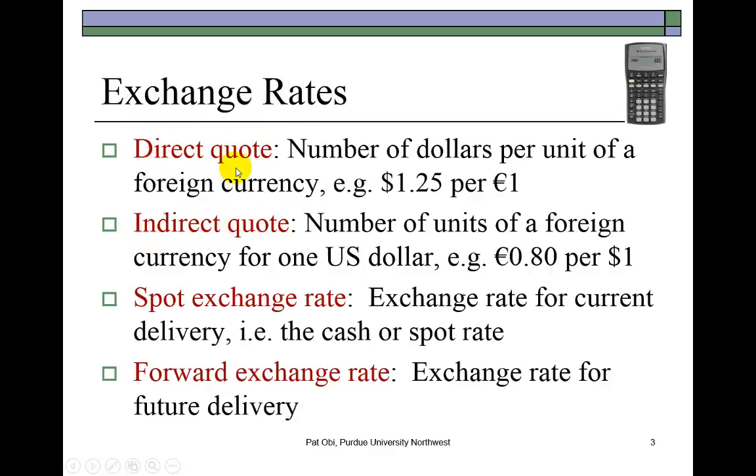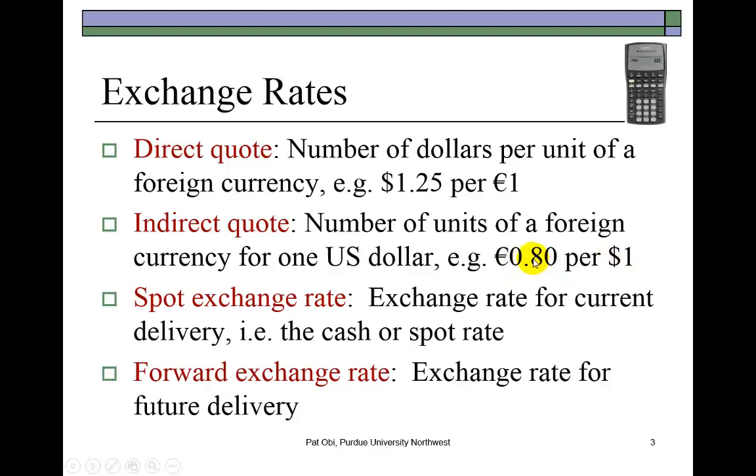If it is in direct quote, then you're talking about the price of a foreign currency in units of the domestic currency, in that all goods and services in the domestic country are expressed in your own currency. So from the standpoint of an American, when we say, for example, $1.25 per euro, this is a direct quote. Indirect, on the other hand, would be when the exchange rate is expressed in units of a foreign currency, in this case 80 euro cents per dollar.